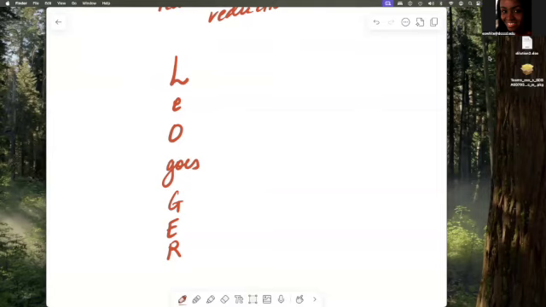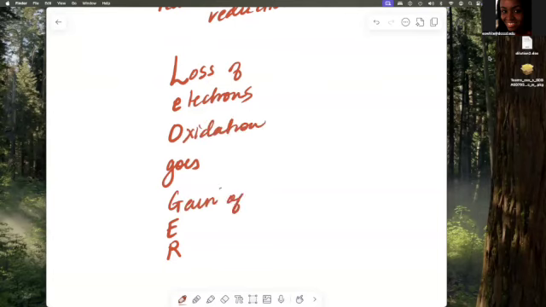I am special. Yes. So Leo goes GER is an acronym that helps us to remember what is oxidation and what is reduction, right? So we have loss of electrons, oxidation, and then gain of electrons, reduction. Okay. Guys, it's very important that you remember these things.